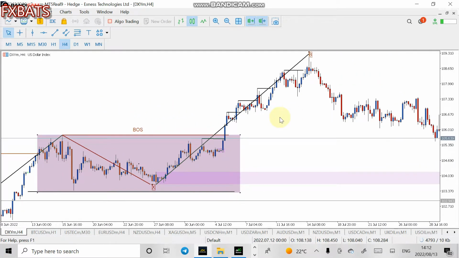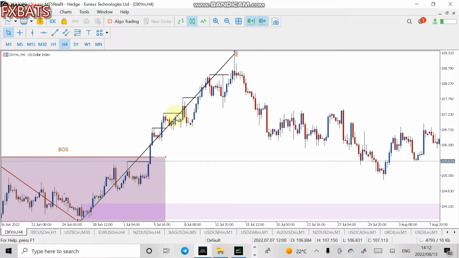So the four phases: this is the consolidation phase, the accumulation phase. I've talked about it. Here we had the external liquidity, that's buy side liquidity. As price broke above, we saw what we call the expansion phase.